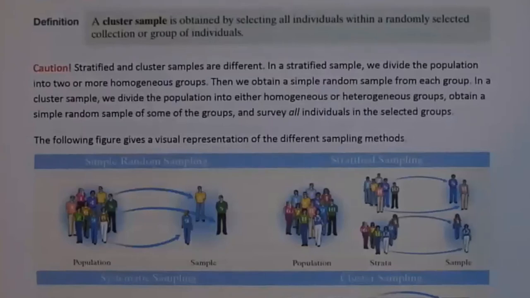They can be homogeneous. So what's going to happen is we divide the population into these subgroups, and then we're going to randomly select some of the subgroups. And all of the individuals in the subgroups that are selected go into my sample. So with stratified, we divide into subgroups and we pick some individuals from each group. With cluster sampling, we divide into subgroups and we select some entire groups. So some groups aren't included in the sample, we select some entire groups.